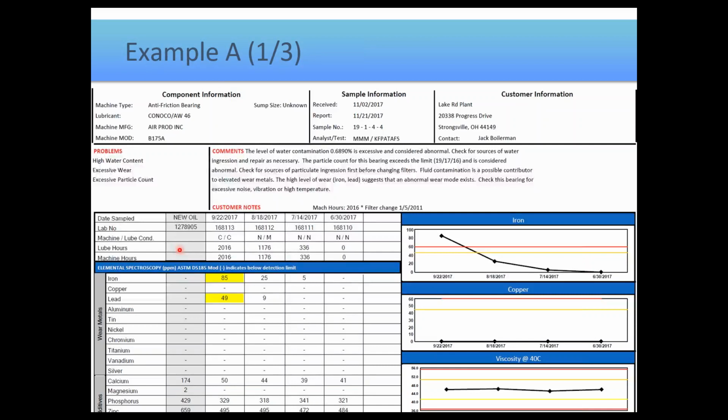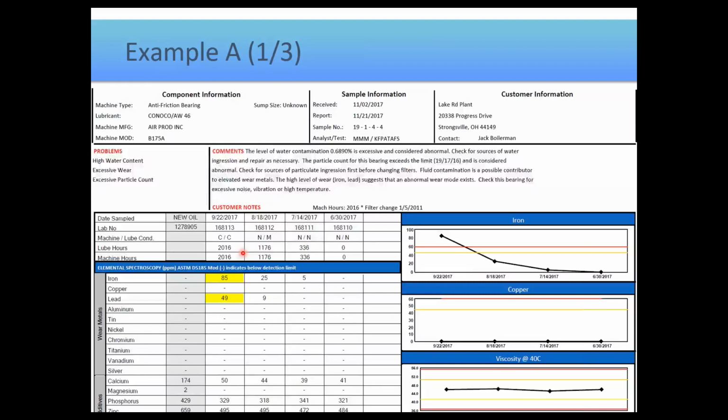Now, when I say read the whole report, I'm going to read this section, because in this section, what's one thing I noticed? Look down here at these bottom 2 rows, the lube hours and the machine hours. On this first sample, about 0. So that was a brand new machine on this sample, so this is essentially a baseline sample. The next sample, and then we continue the trend, you can see the oil's never been changed, because the oil has just as many hours on it as the machine does. So again, this is the kind of information you can gather when you read the whole report.